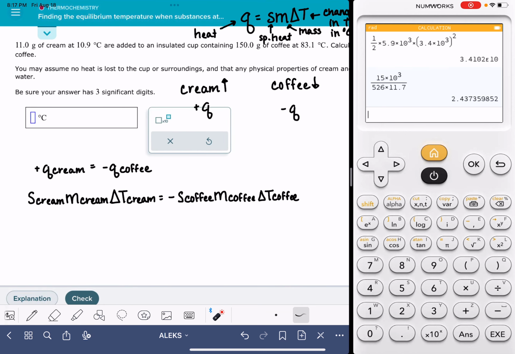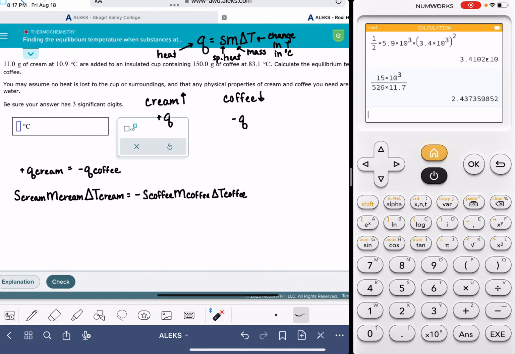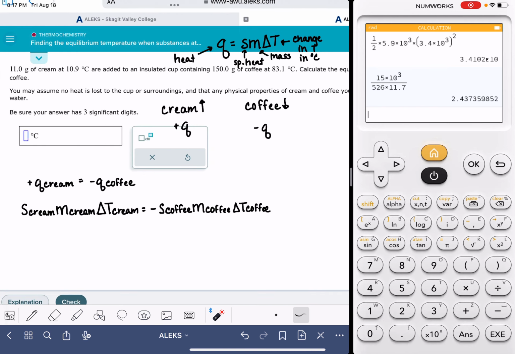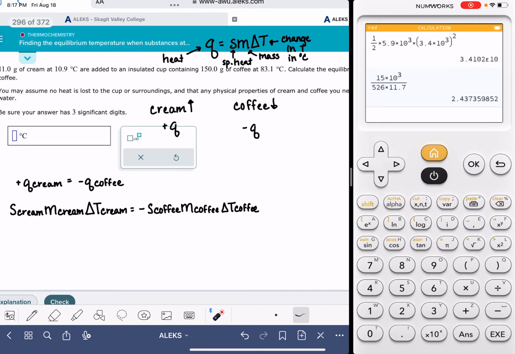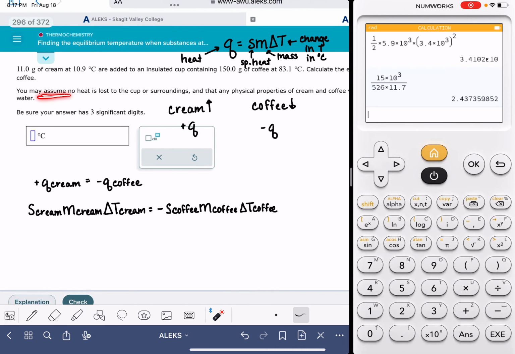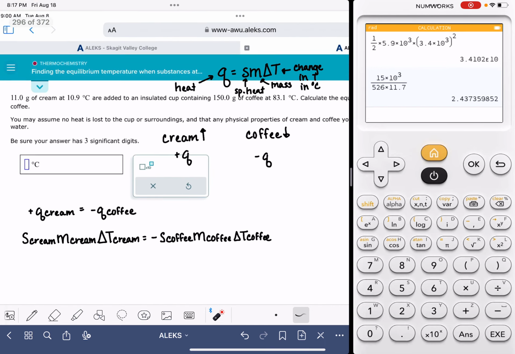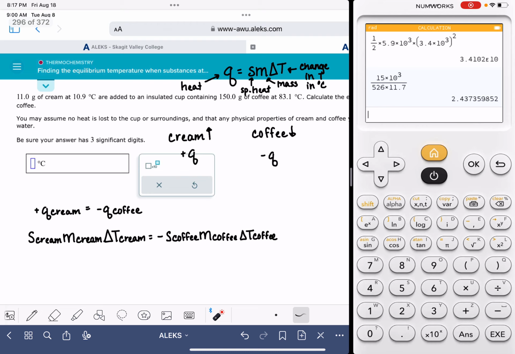So for your objects, the next thing that I want you to do is think about the value of the specific heat capacity for your objects. Depending on what your objects are, you may need to go to ALEKS's data tab right here and look up the specific heat capacity for your objects. For this particular problem, I'm lucky because it says that I can assume physical properties of the cream and coffee are the same as those of water.